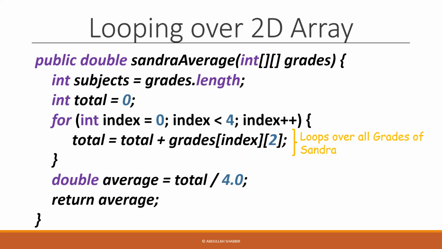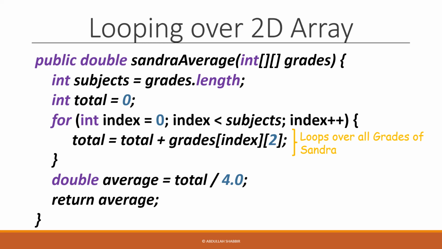again. Remember that when we use the length keyword, we are counting the number of elements or items in that array. And since grades is an array of arrays, grades.length tells us how many arrays there are in this two-dimensional array, which is equal to the number of subjects. So we can store that in a variable called subjects and now replace any 4 with that variable instead.